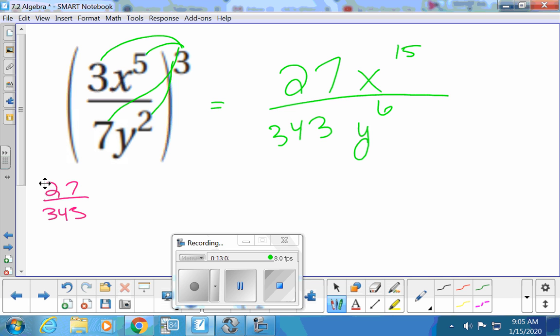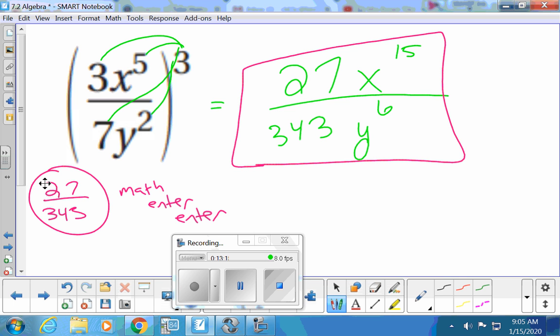So what you can actually do is type this into your calculator and then hit math, enter, enter. If it can reduce, the calculator will reduce it for you. Unfortunately, it stayed at 27 over 343, so it is in lowest terms. I was actually surprised 343 was not divisible by 3. It was not. So, hey, who graduated?